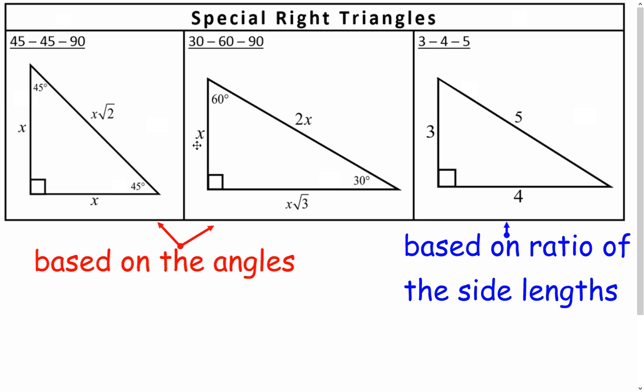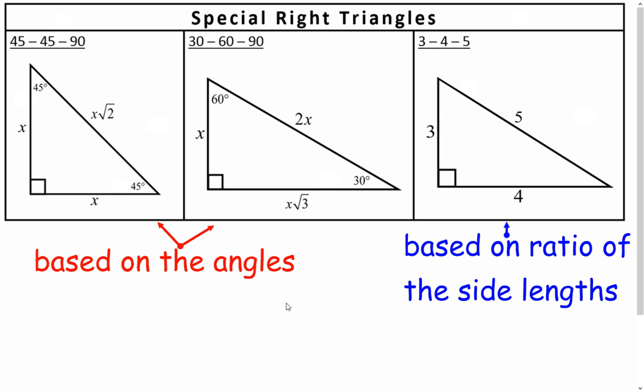Opposite the 30 degree side is x. Opposite the 60 degree side is x times the square root of 3, and opposite the hypotenuse, or the 90 degree side, is 2x. So if you can figure out what x is, you can find all the other sides, or vice versa. Both of these two special right triangles are based off of the angles. So if you know the interior angles, you can find the exterior side lengths.